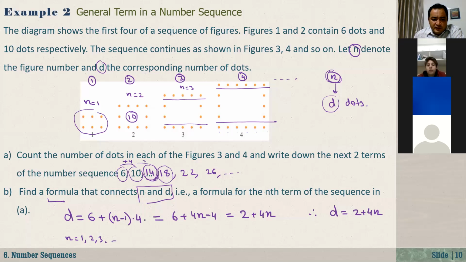It's increasing by 4. That's why here we will have 4. But in the first one, we're not adding any 4. That's why I wrote here n minus 1. So the general term of this number sequence is 2 plus 4 times n.